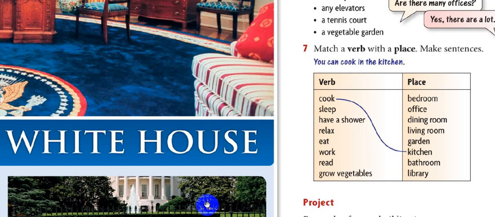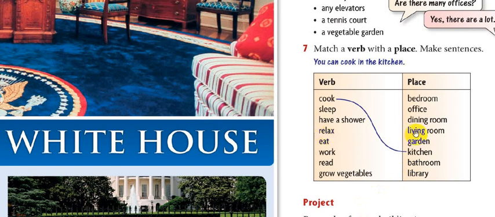Now the exercise number 7. Match the verbs with the places and make a sentence. Here, match the suitable verb with the suitable noun and put them in a sentence. The one already taken is cook and kitchen. You can cook in the kitchen. So we have sleep. Sleep comes with the bedroom. Go to sleep in your bedroom. Have a shower with the bathroom. I used to have a shower in my bathroom.